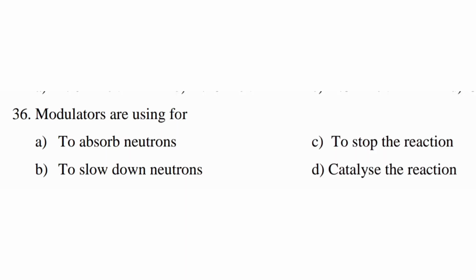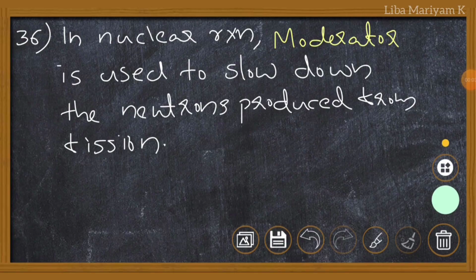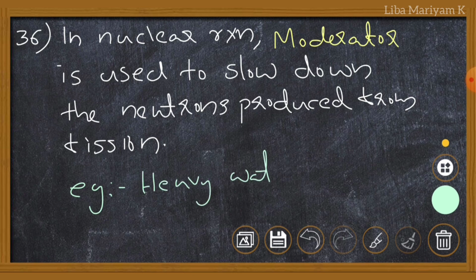36th question. Moderators are using for. In a nuclear reaction, moderator is used to slow down the neutrons produced from fission. ഒരു ഫിഷൻ റിയാക്ഷൻ കൺസിഡർ ചെയ്യുമ്പോൾ ദേർ വിൽ ബി ഫാസ്റ്റർ ന്യൂട്രോൺസ് ആൻഡ് സ്ലോവർ ന്യൂട്രോൺസ്. ഈ സ്ലോ ആയിട്ട് പോകുന്ന ന്യൂട്രോൺസ് ഫിഷൻ റിയാക്ഷൻ കണ്ടിന്യൂ ചെയ്തു പോകും. ബട്ട് ഫാസ്റ്റർ ന്യൂട്രോൺസ് ടെൻഡ് ടു ബി അബ്സോർബ്ഡ് ബൈ സർട്ടൻ ഐസോട്ടോപ്സ് ഓഫ് യുറാനിയം. അതുകൊണ്ട് തന്നെ ഫിഷൻ റിയാക്ഷൻ നടക്കാൻ വേണ്ടിയിട്ട് അവരെ സ്ലോ ഡൗൺ ചെയ്യാനാണ് മോഡറേറ്റർ യൂസ് ചെയ്യുന്നത്. സം എക്സാമ്പിൾ ഓഫ് മോഡറേറ്റർ ഈസ് ഹെവി വാട്ടർ ആൻഡ് ബെറിലിയം, ഗ്രാഫൈറ്റ്. ഇതൊക്കെ മോഡറേറ്റർ ആയിട്ട് നമുക്ക് യൂസ് ചെയ്യാം. ഹിയർ കറക്റ്റ് ഓപ്ഷൻ ഈസ് ബി.